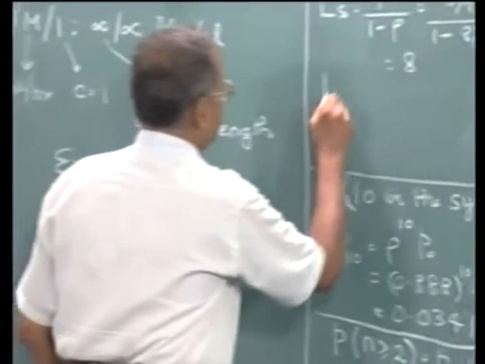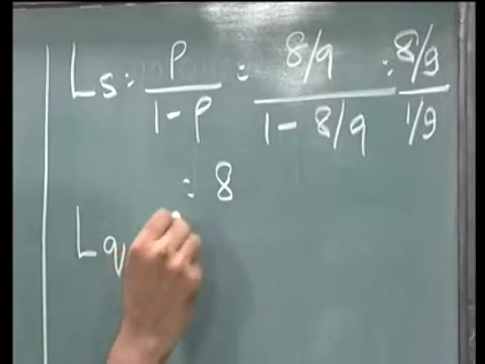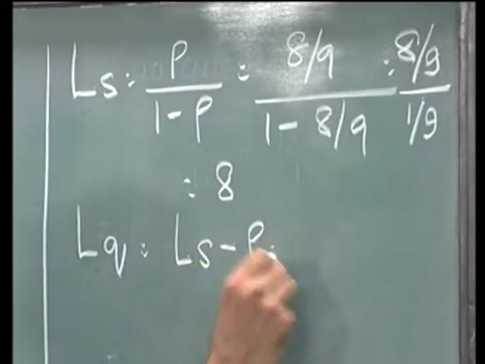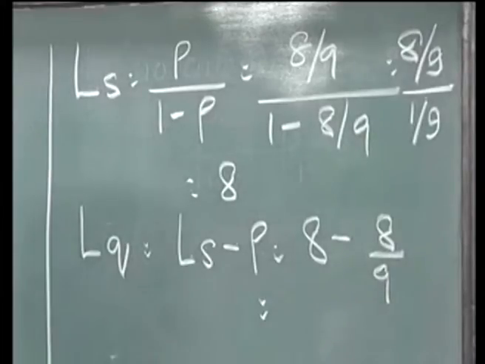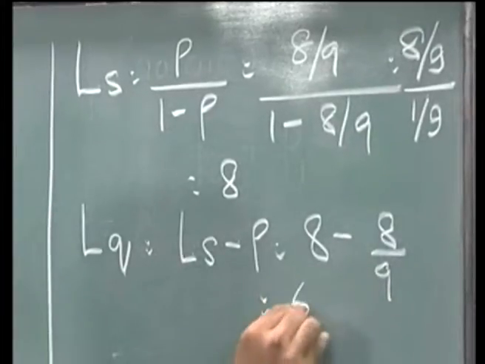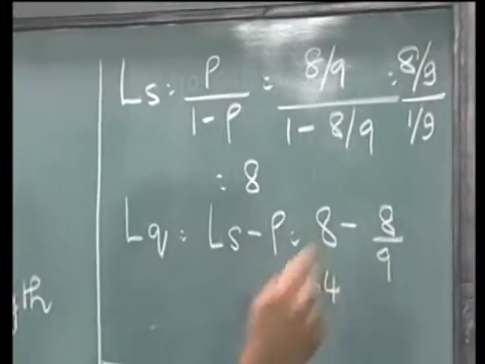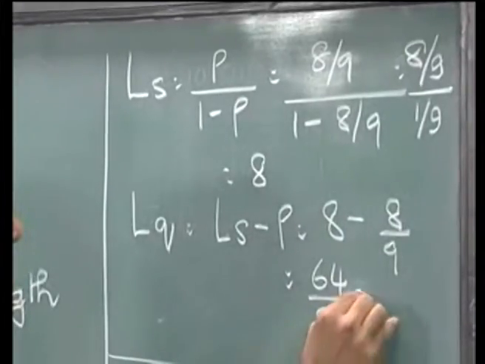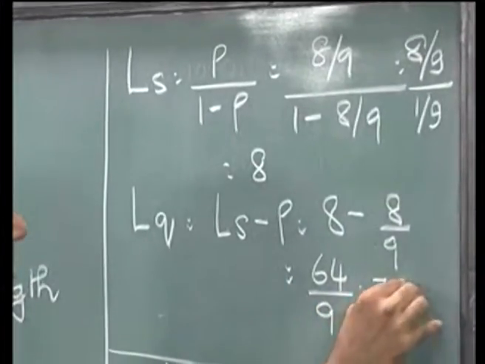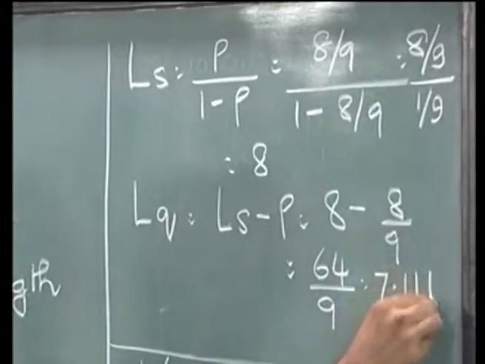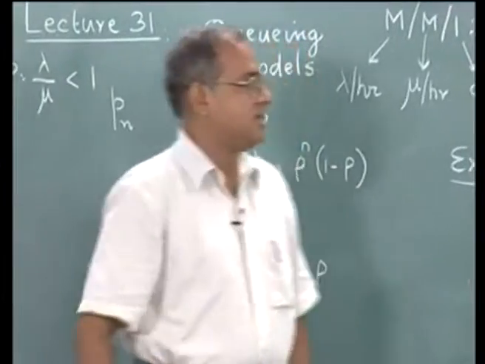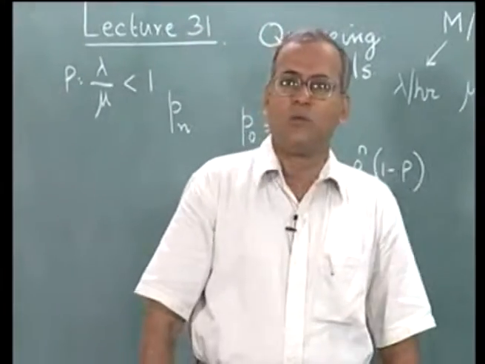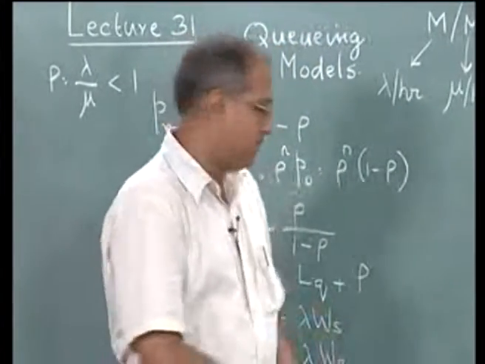Now, Lq is equal to Ls minus rho, which is 8 minus 8 by 9, which is 72 minus 8, 64 by 9, 9 7s are 63, 7.11. So, expected number of people in the queue is 7.111.